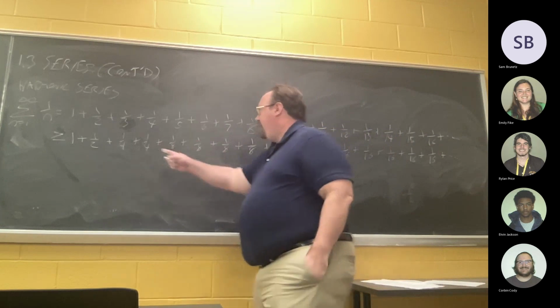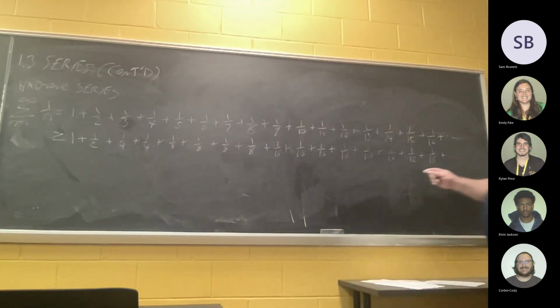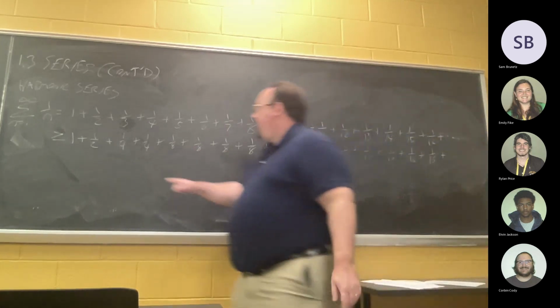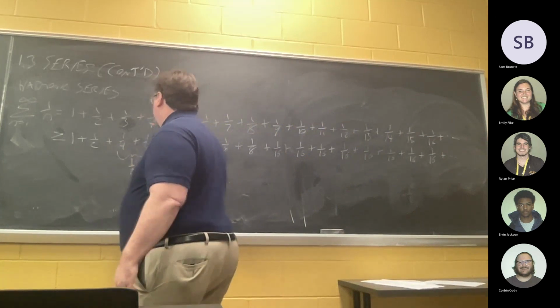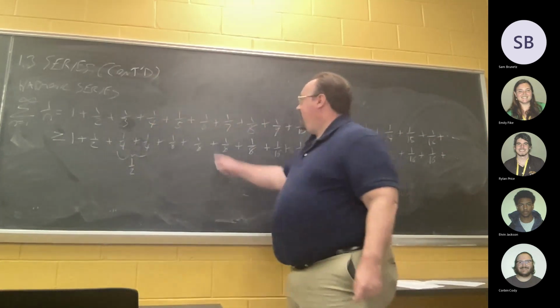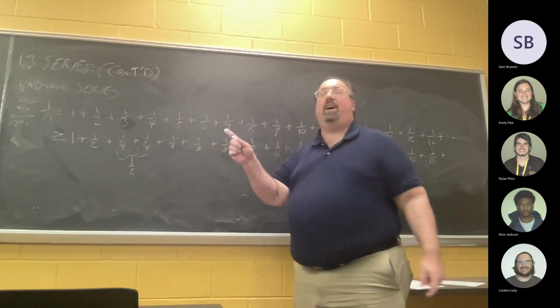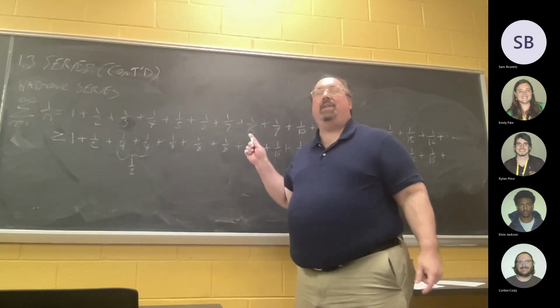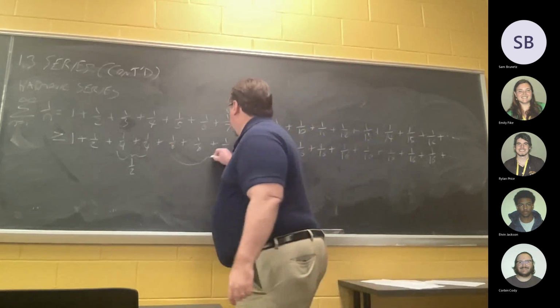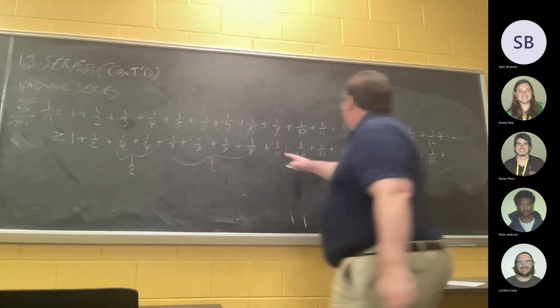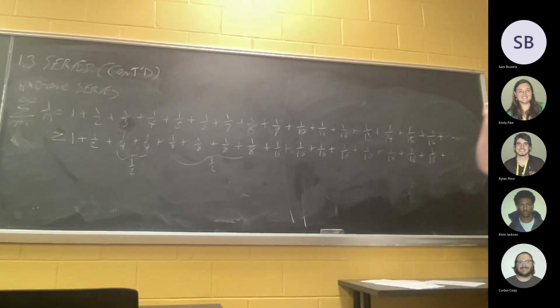Okay. So now I'm going to group together fractions that have the same power of 2 in the denominator. Here we have 1/4 twice. They'll both add up to 1/2. Here I have 1/8 four times. What does that add up to? 1/2. Now I have 1/16 eight times. That adds up to, shocker, 1/2.